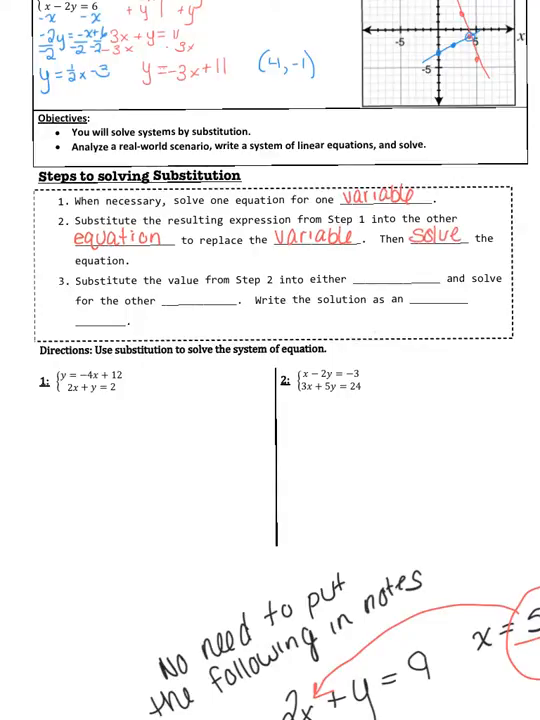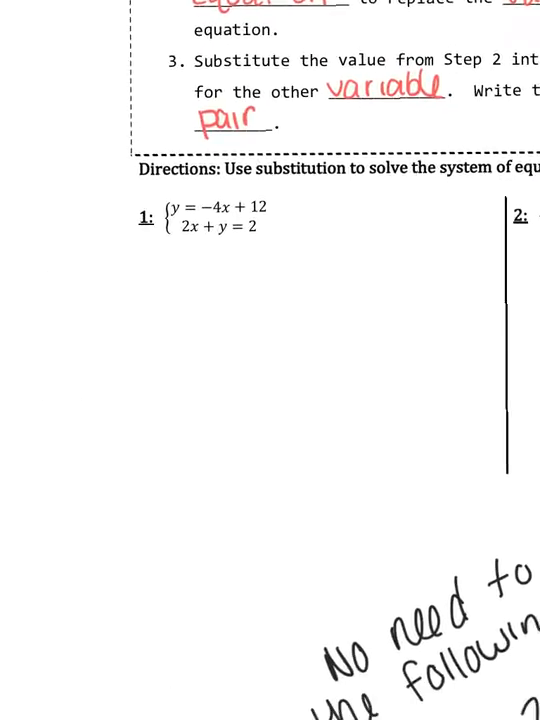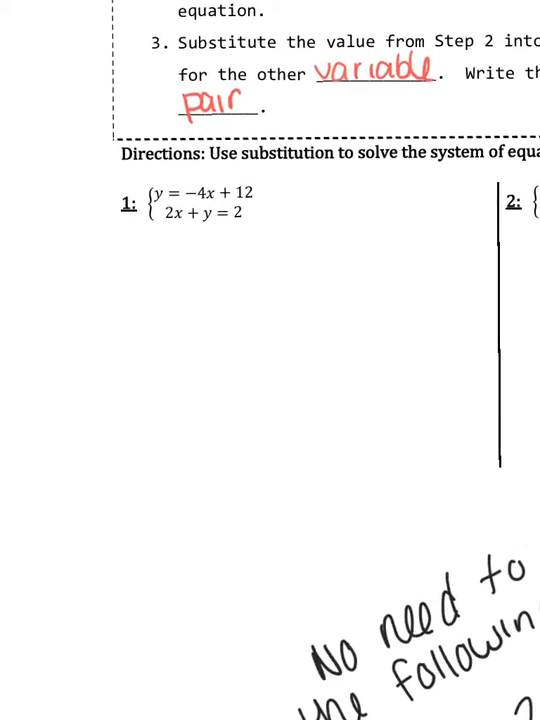Step 3, substitute the value from step 2 into either equation. So at this point, you would know the value of a variable and solve for the other variable. And then write the solution, as always, as an ordered pair, because that's exactly what it is. So let's look at our first example here. In number 1, it tells me what y is equal to.